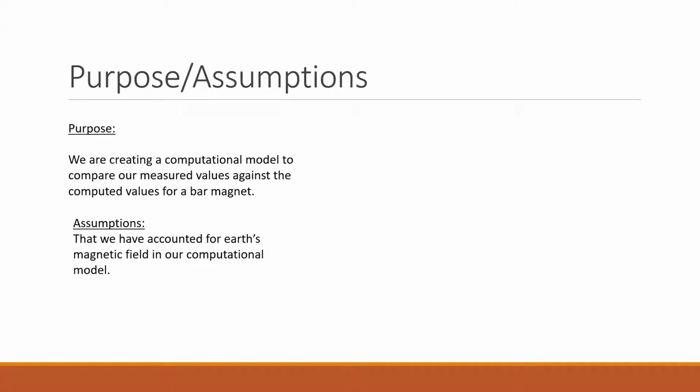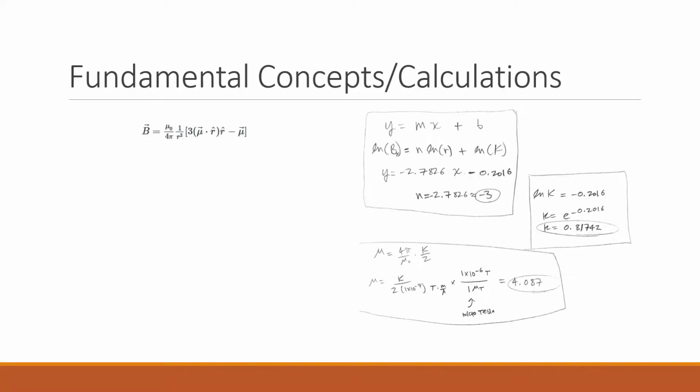The purpose behind this lab was to measure the observational values of a magnet and account for Earth's magnetic field, and then to create a computational model to compare our measured values against to see how accurate we were. Our assumption was that we have accounted for Earth's magnetic field in our computational model and in our calculations. These were the fundamental concepts and calculations behind it.